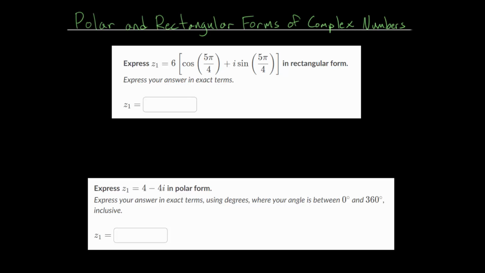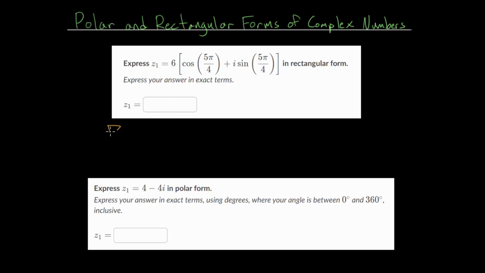In this video, I'd like to continue talking about the polar and rectangular forms of complex numbers. And you can see both examples here. This top one is an example of polar form, and the bottom one, an example of rectangular form. And in both of these, we need to convert to the other form. So let's start by reviewing both of those forms in general.